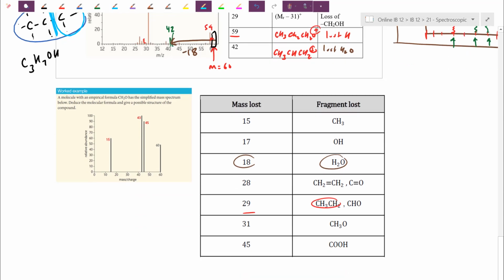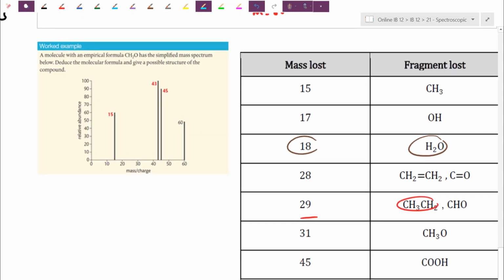Yeah. So one more example for you here. A molecule with the empirical formula CH2O has this simplified mass spectrum. Let's deduce the molecular formula. Again, easiest is the parent ion. So this just assumes that you've just dislodged an electron here. The parent ion here has a molar mass of 60. Your empirical formula, your simplified ratio, 12 plus 2 is 14, plus 16 is 30.